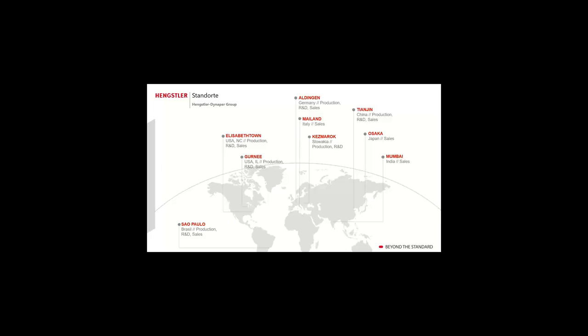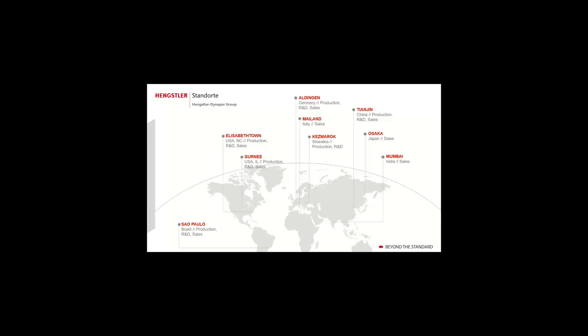To give you a feel of where we are located, as I said, it's a global organization. Our headquarters is in Altingen, Germany, in the southwest of Germany. We have manufacturing plants in the US and Germany. We have a plant in Sao Paulo, Brazil, a plant in Slovakia, Kešmarok, and also a plant in Tianjin, China. And then we have sales offices across, like the sales office of India is in Mumbai. But I sit in Bangalore, the southern part of India where I belong. So we have seven manufacturing plants across the globe, and all of these are dedicated to the feedback products.